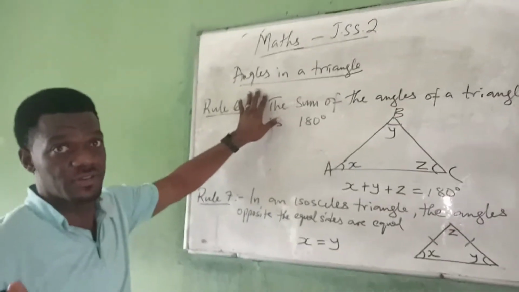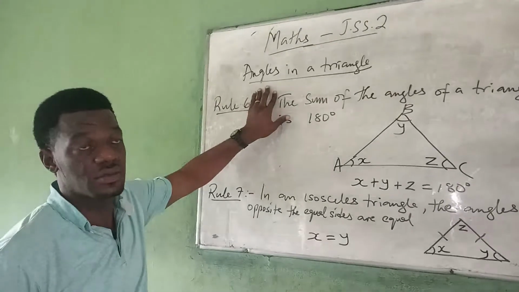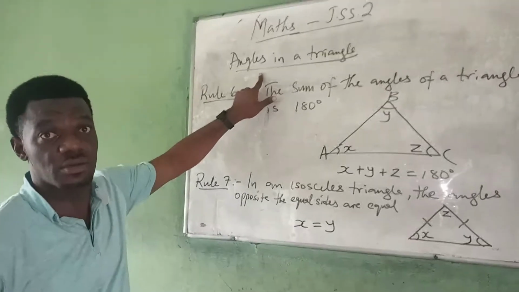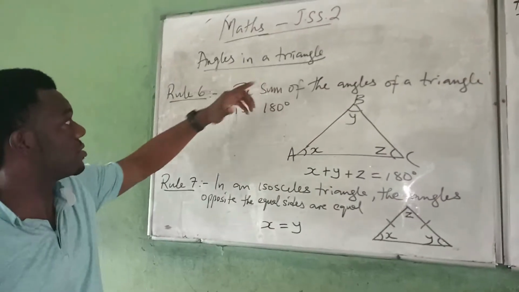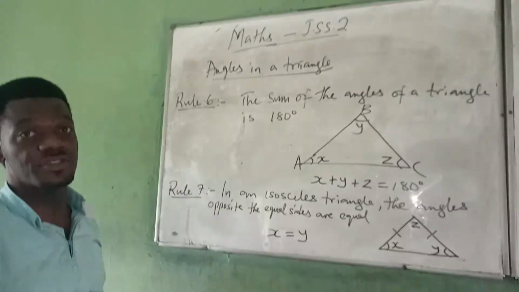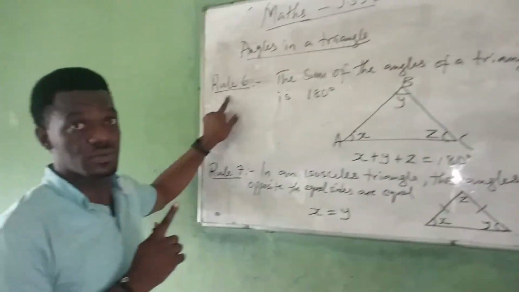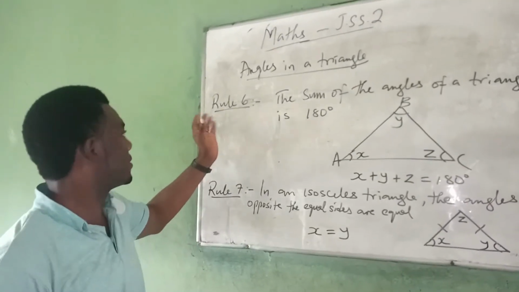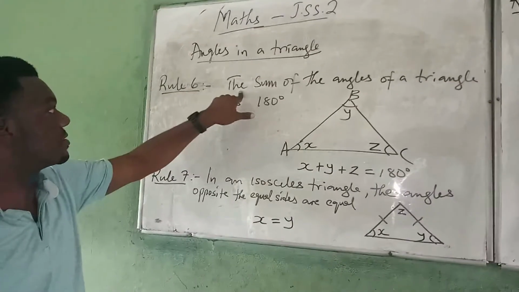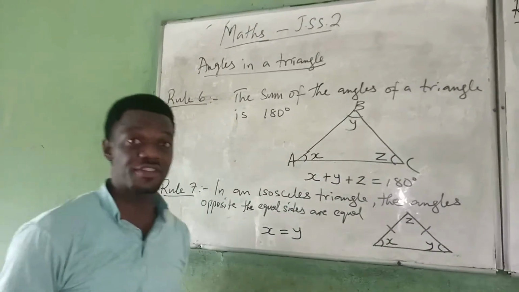We are through with angles with regard to angles in a plane, on a line, or at a point. Now we talk about angles in a triangle. There are 3 rules that guide angles in a triangle. This is a continuation, we stopped at rule 5, so this is rule 6. Rule 6 says that the sum of the angles of a triangle is 180 degrees.